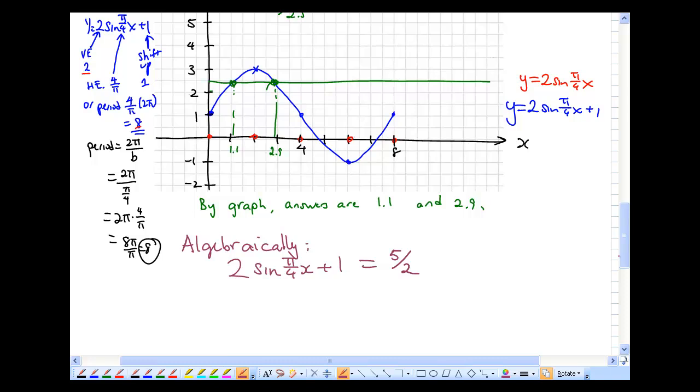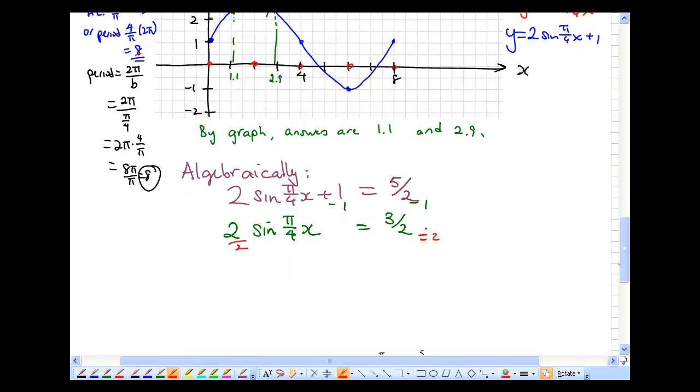First step, ladies and gentlemen. The goal here is to isolate x, so what should I move to the other side first? If you said subtract 1, you are correct. 2 sine pi over 4x equals 5 over 2 minus 1. That's 5 over 2 minus 2 over 2, which is 3 over 2. What's next? If you said divide by 2, you are correct. So we have now sine pi over 4x equals 3 quarters. Good.